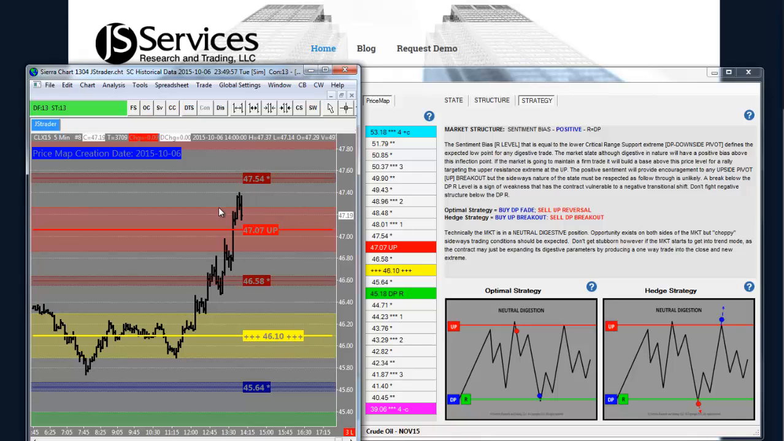So now we have further clarity that this optimal strategy is no longer happening. We're not in a neutral digestion. We're not going to digest. The market's transitioning. It broke out. We're in a hedge strategy theme. We're in this positive theme, and we're having a breakout, and we're right here. And it's the beginning of the breakout of the critical range.